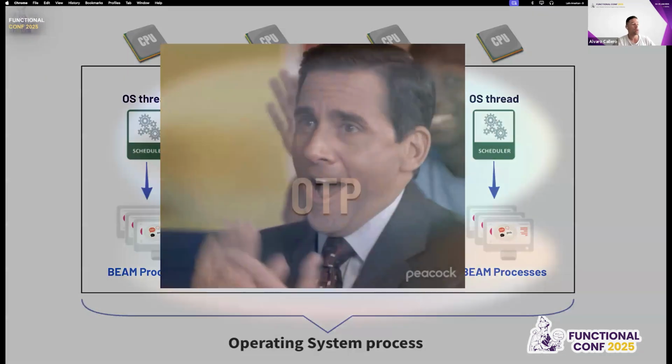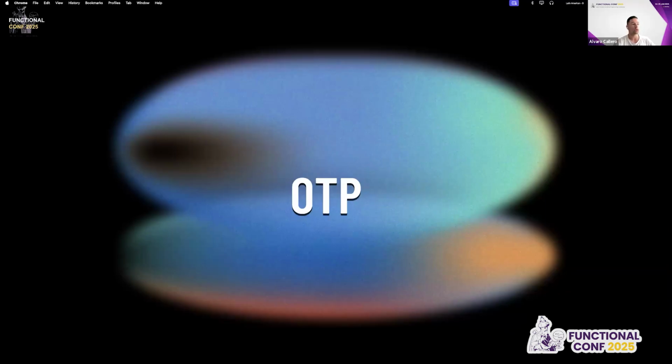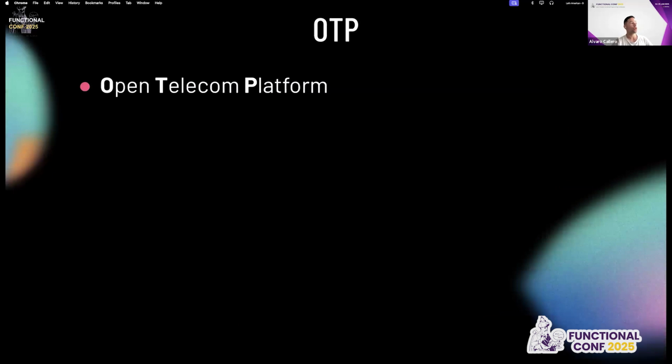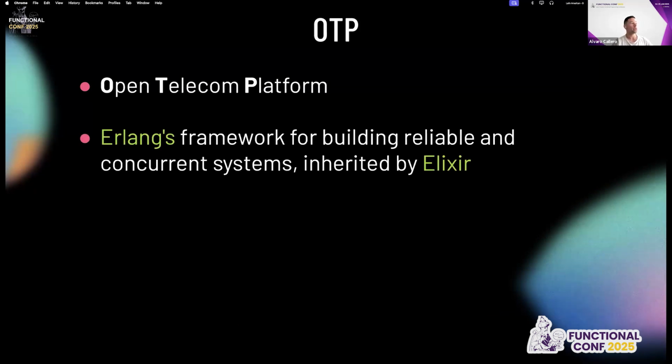So let's see the main topic of this talk, and this is OTP. OTP stands for Open Telecom Platform. Despite its somewhat unfortunate name, it has nothing to do with telecom systems and that kind of thing. OTP is the Erlang framework for building reliable and concurrent systems, inherited by Elixir. So OTP is a framework, or a tool, that offers a set of design principles, patterns, and different tools for building the robust and fault-tolerant applications that we are going to find in Elixir.